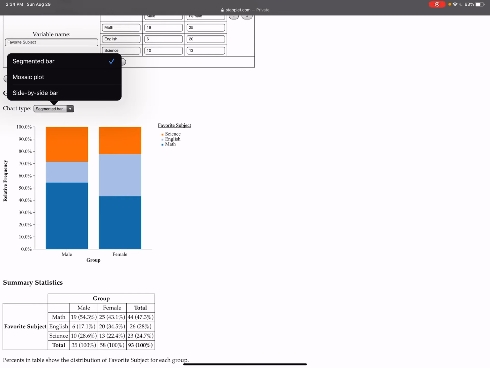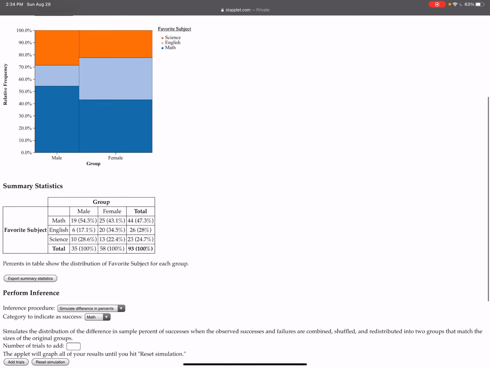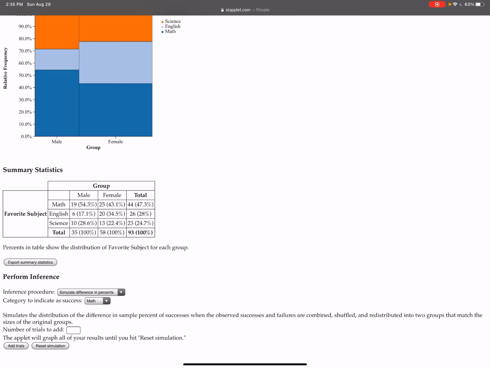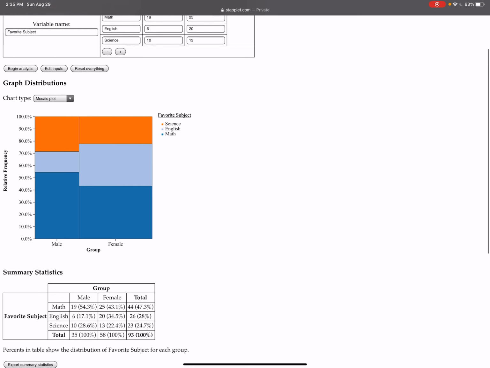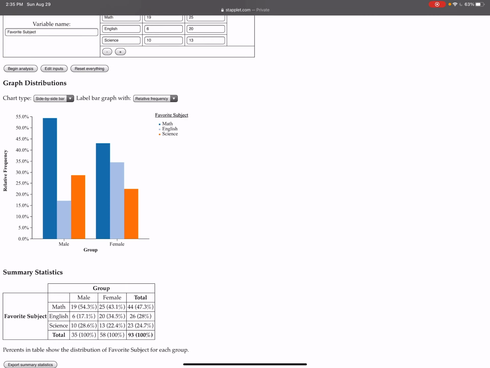Okay, so now let's look at a mosaic plot. As you can see, the female portion is much wider than the male portion, and if you'll notice down here in the summary statistics, there are 58 females and 35 males. So a mosaic plot gives you a nice picture of what's happening in relation to how many people you have in each group. So that's really nice. And then, of course, we have a side-by-side bar graph.